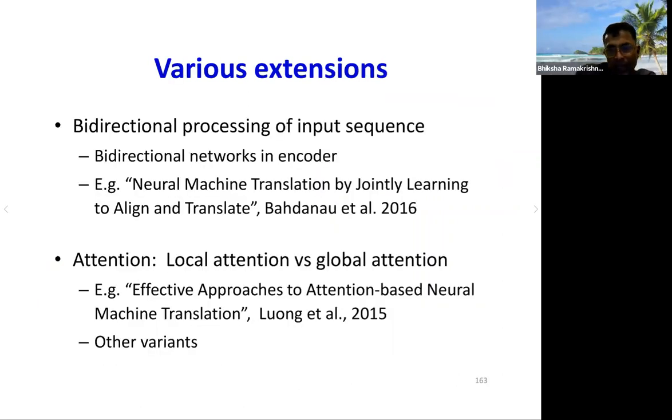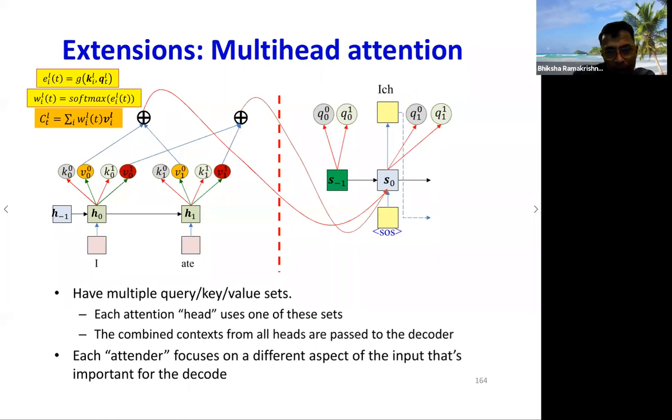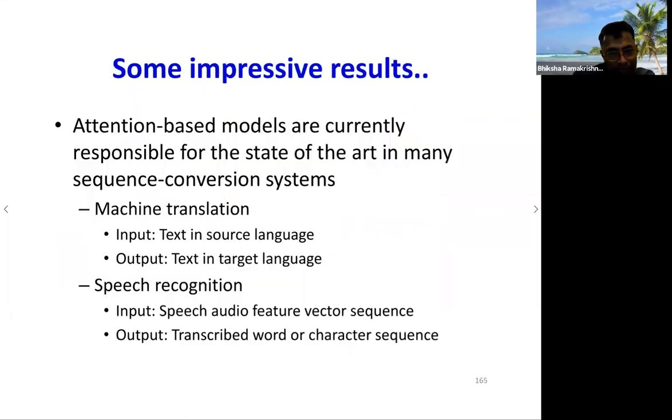So there have been various extensions to this basic model. The most trivial one is that the encoder can be bidirectional, like in the paper by Bahdanau. You have variations like local attention, which looks at local regions of the input, versus global attention. You have things like multi-head attention, where instead of just using the hidden state directly to compute the weights, you can use the hidden state to compute another term, which you use to compute the weights. There are many variants of the basic model that you hopefully will encounter.